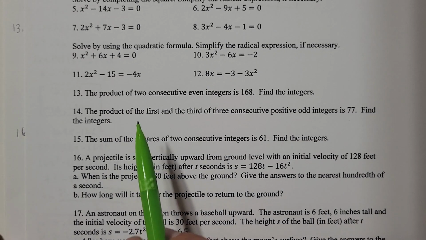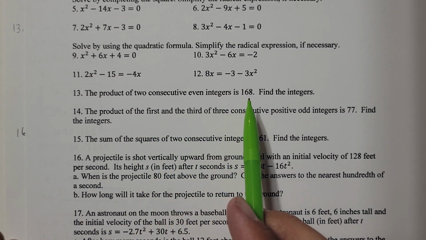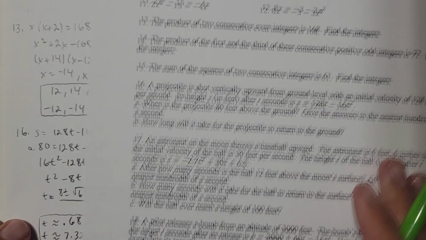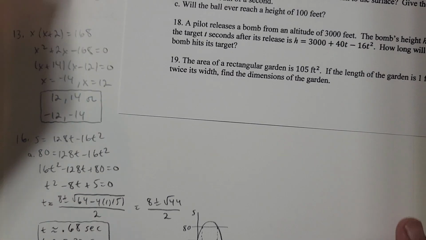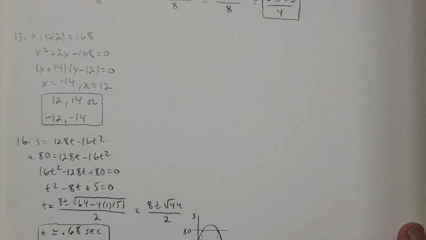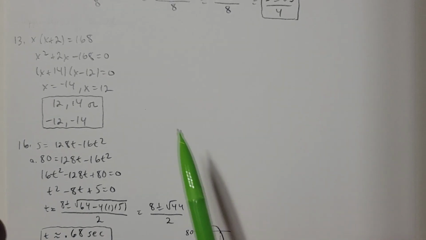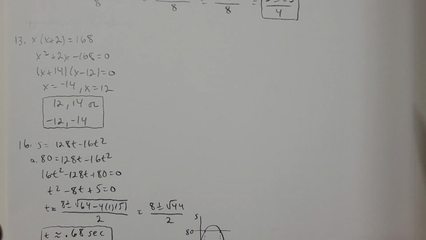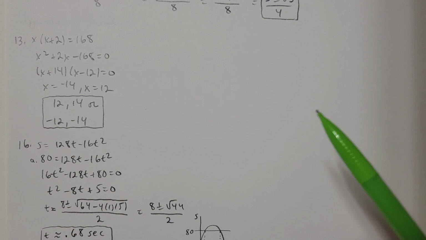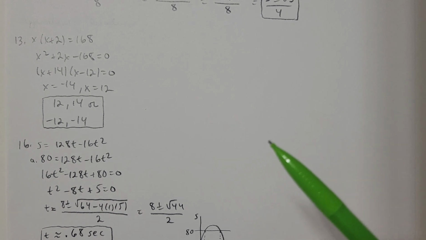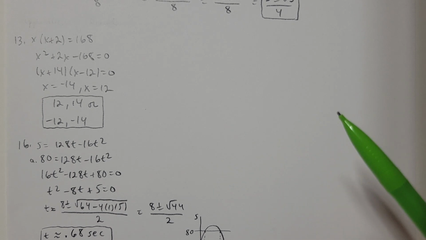It says the product of two consecutive even integers is 168. Find the integers. All right. So we want to create a quadratic equation. By the way, all the equation setups here are going to be quadratics. If you don't have a quadratic, you probably don't have the right setup. Okay, so it's got to be in the form ax squared plus bx plus c equals 0.